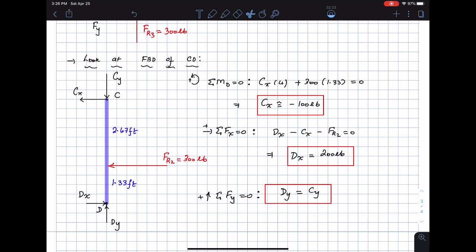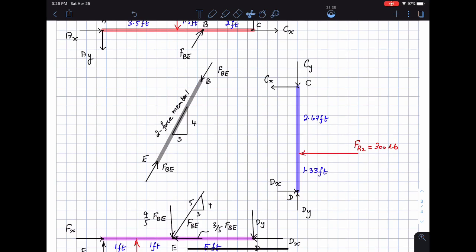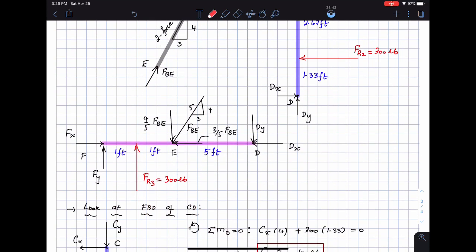Now the choice is, I can look at the other free body diagrams. What are the other things left? I'm already done with the free body diagram of BE. I found out that this is a 2 force member, so it has done its job. I can either look at ABC or I can look at FED. So let me look at FED. Either one of them is easy.